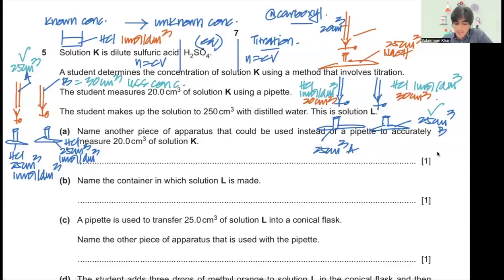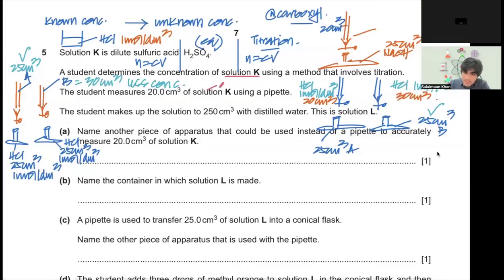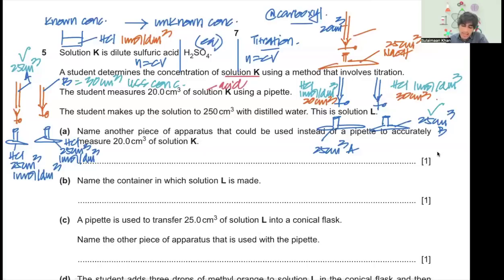Our main point for it is to just start doing questions. Okay, so after we've understood the thought process, let's look into this. So a student determines the concentration of solution K. So we don't know the concentration of acid, right? Using a method that involves titration. A student measures 20 cm cube of solution K using a pipette, and then the student makes up a solution to 250 cm cube with distilled water. That's called solution N. Remember, solution K is acid, right? And solution L is also acid.